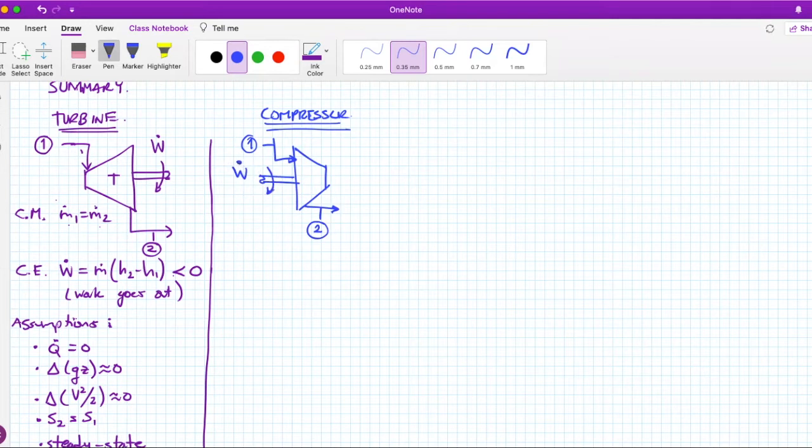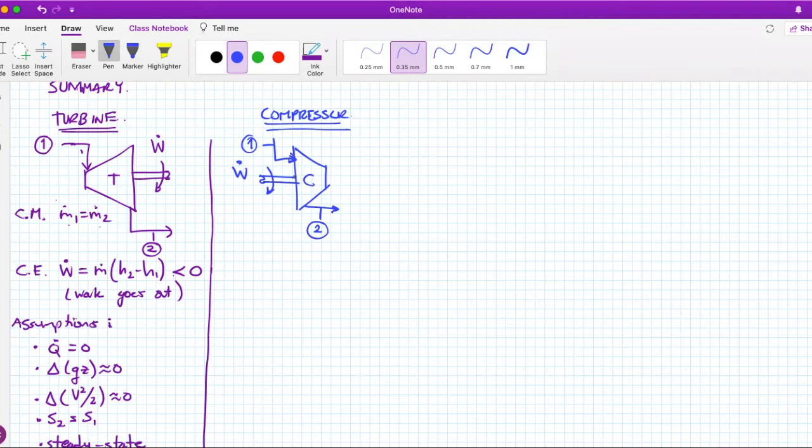If you don't supply a type of work, whether it's electrical work or mechanical work or something, this machine will not function. The turbine, if you put in something with a high thermal energy and you lower the thermal energy, then you will produce mechanical power. So you don't need to power the turbine, it will give you power. But the compressor is exactly the opposite. You need to supply power in order to do something to the gas or the vapor that you put in.